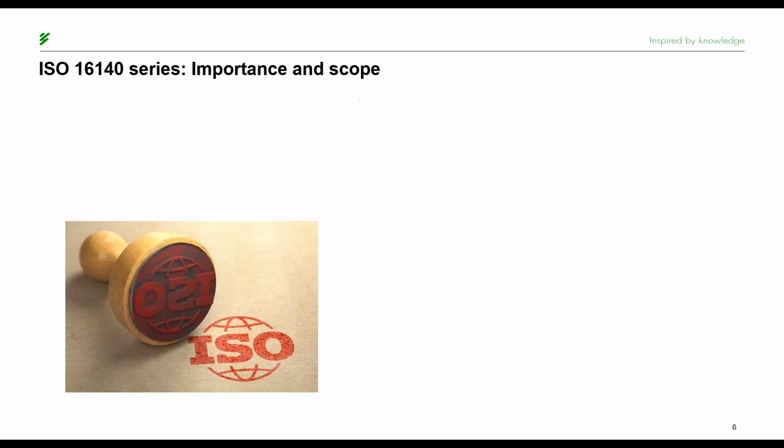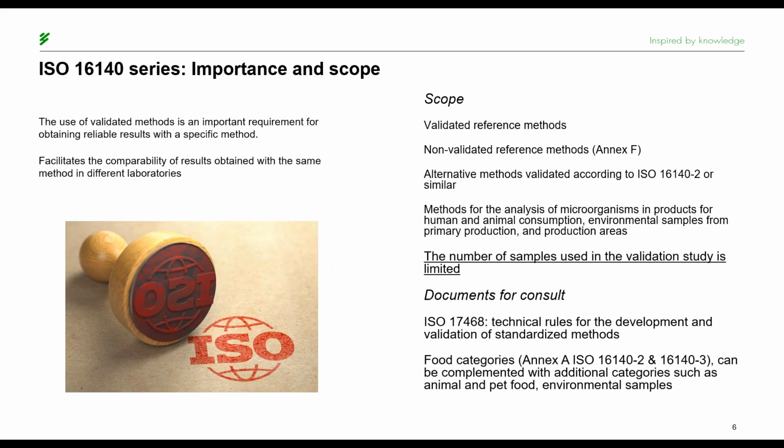So continuing. Why is this series of ISO standards so important for a laboratory that performs analysis on different food products? The validation of an analysis method will ensure that our results are reliable, and due to the standardization and verification of the method, any laboratory that follows it can easily make a comparison of its results with those of another laboratory performing the same method, of course.